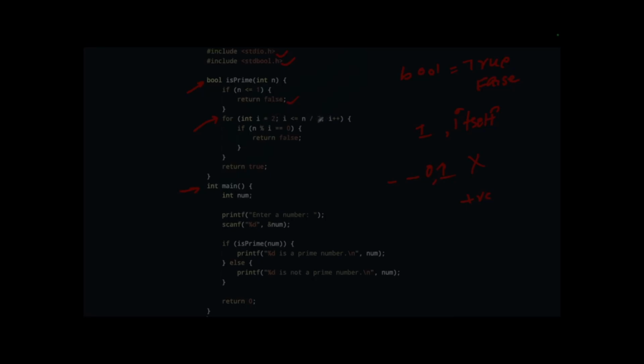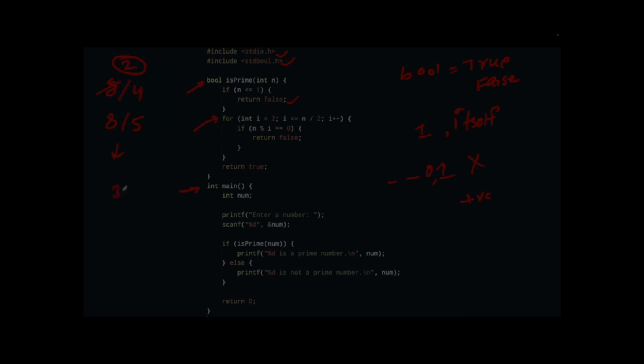Why n by 2? Because of prime numbers. If the entered value is 8, 8 will be divided until 4, right? 4 times 2 is 8. So here you can see 2 is divided. Now what happens? 8 divided by 5, the value will decrease into decimal format, right? So there is no point in checking after half of the value. There is no point in checking any number beyond that.